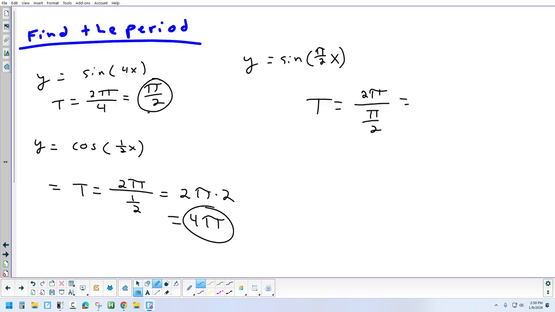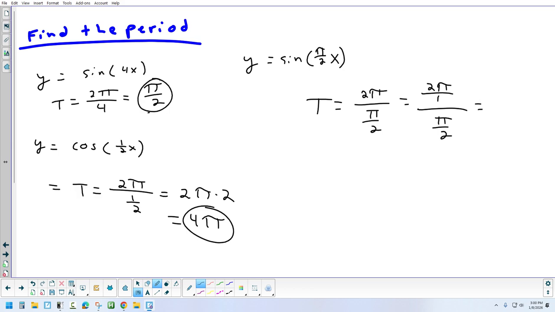So let's just write it out just to make sure we know what's what. So how would you write this as multiplication? So what, 2 pi, let's start with writing that as a fraction. How could you make 2 pi a fraction? Because it's not right now. 2 pi over 1. Okay, so 2 pi over 1, and we're dividing it by pi over 2.